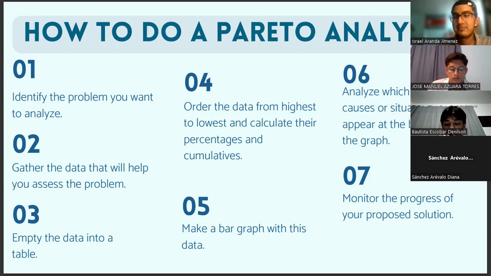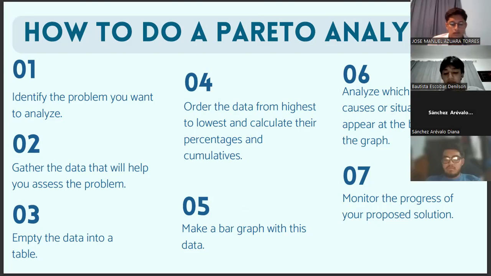And point number 4 is to order the data from highest to lowest and calculate their percentages and accumulative percentages. The Pareto diagram has the intention to represent the most frequent problem in order to solve it first. So ordering the data from highest to lowest will show you the most frequent problem. So you have to solve this problem first.